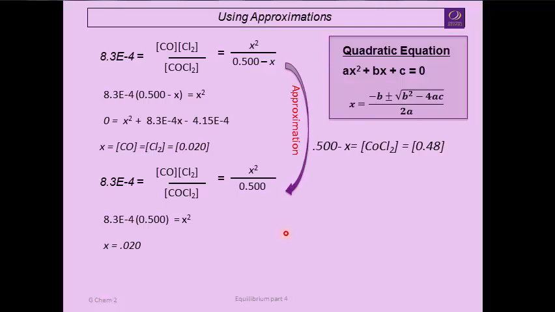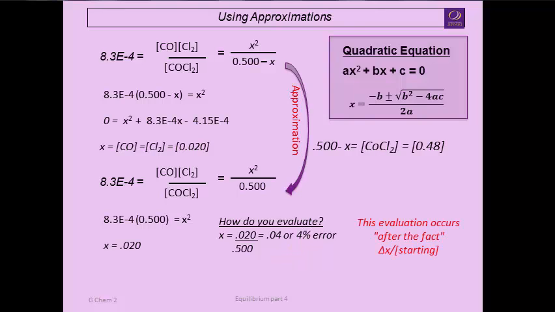Okay, and so here's your rule of thumb. If you take the amount of change and divide it by the original amount you're changing away from, in this case we started off at 0.50 molar, but we're changing by 0.02. If you divide these, you'll actually see that it's 0.04. So by not making that change, it only introduces a 4% error.